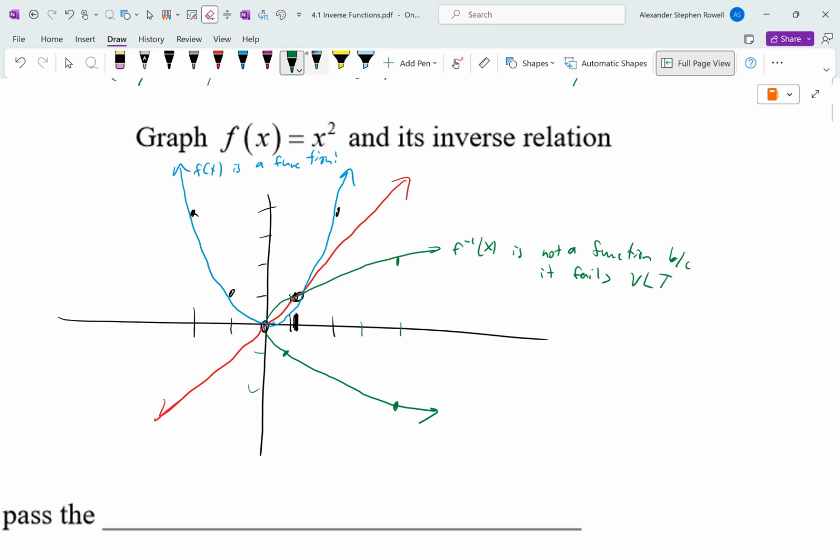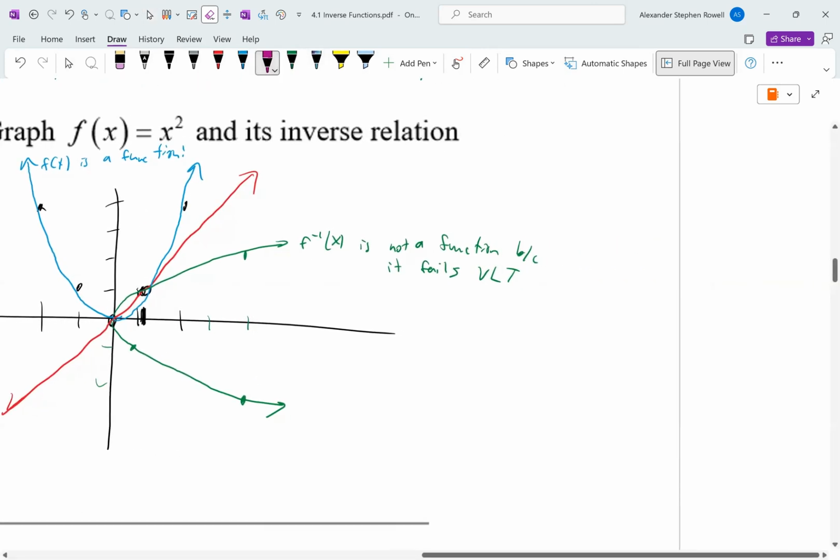the vertical line test. Inverse of what? The inverse of it is this graph, which is not. Oh, that's a good question. You guys can answer that. What's the inverse of y is equal to x squared? Yeah, you flip the variables, right? X is equal to y squared. That's a sideways parabola, which is not a function. Any questions about this so far?